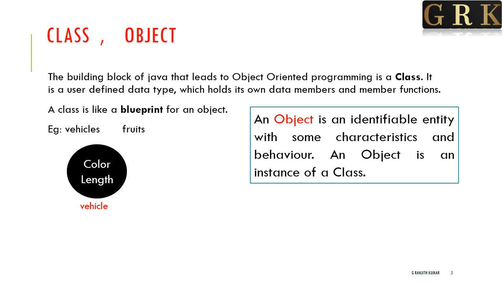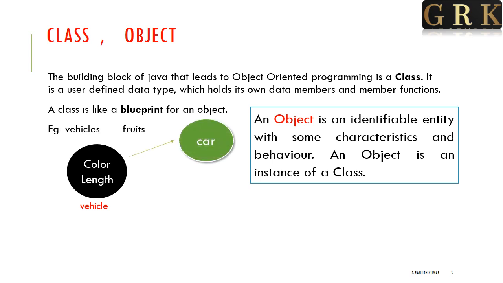So now object. An object is an identifiable entity with some characteristics and behavior. An object can also be defined as an instance of the class, because once we have the class, under that class we can create any number of objects. Without class, we can't create any object. For example, here vehicle is a class, so under that vehicle, we can create any number of vehicles.